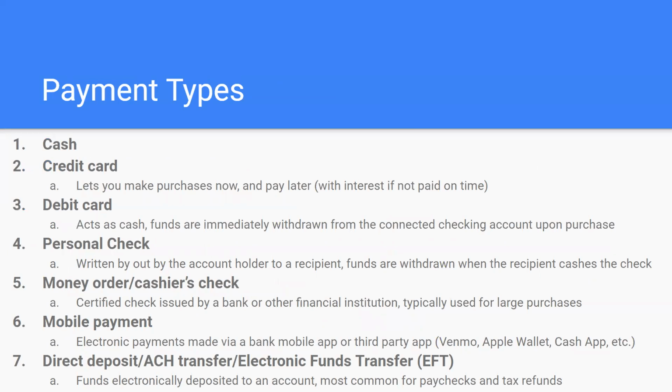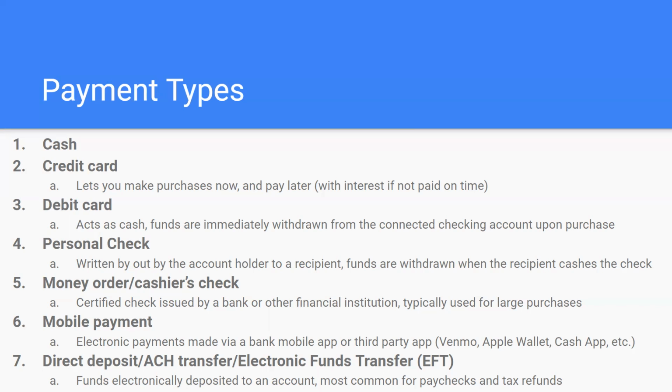So here's a list of the different types of payments that you might encounter. There are probably some others not listed here, but these are the most common. So there's cash, of course. Cash is the most primary form of payment. There's credit card, which lets you make purchases now, and then you pay for it later when it's due. If you don't pay it on time, there is usually interest tacked on, so kind of an extra fee. So if you easily forget to make your credit card payments, that can really hurt with financial literacy, because some people don't realize that.